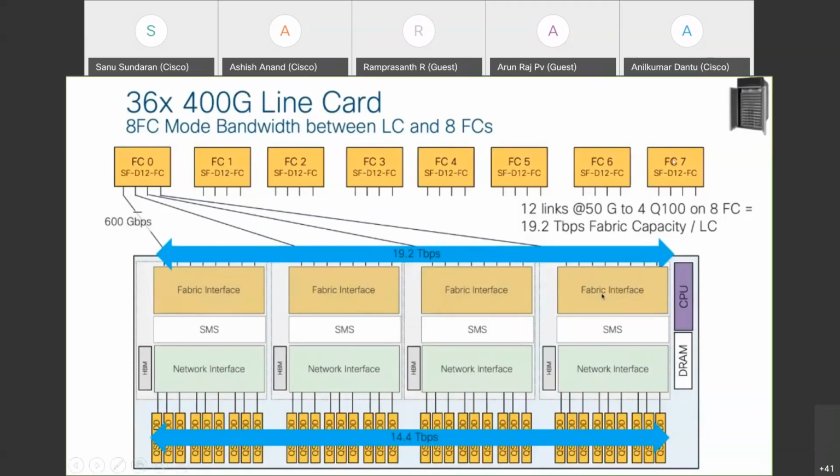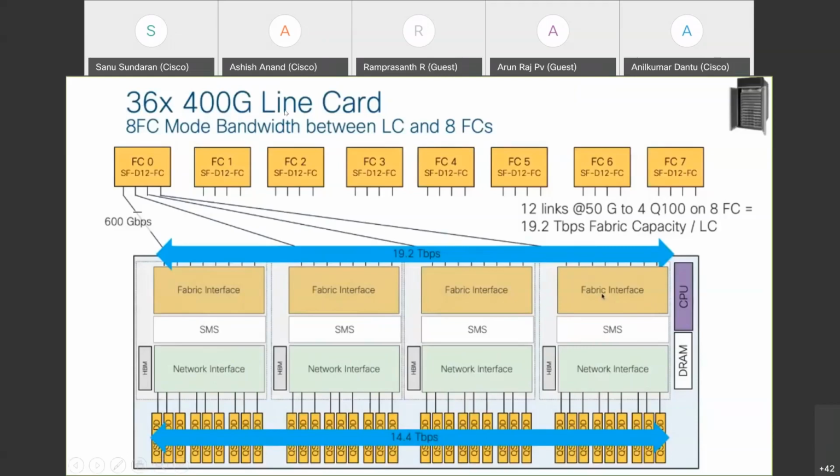So even if you lose one fabric, like you have 0 to 8, right? If you lose one fabric card, you will lose 2.4 TB of traffic per line card. But still, this is 19.2 TB. If you remove 2.4, it comes to around 16.8. So it is still much higher than 14.4. But if you lose even further, in case you are pumping full line rate, then you might see some packet loss.